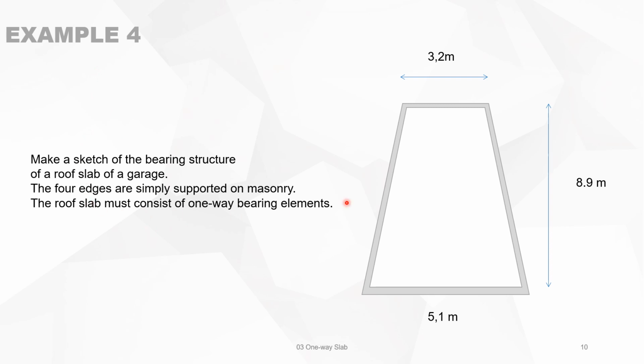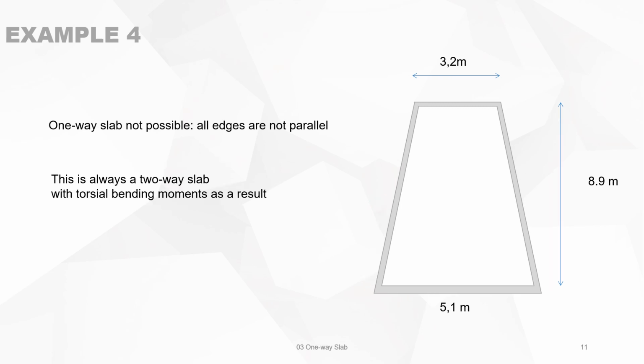A fourth example is a trapezoidal plan view, like this one mentioned here, and the contractor wants to use one-way slabs. Now, this is not possible. Why? Because the sides are not parallel to each other. You can try to put some beams in it, but at the end, you will not succeed in making parallel sides. So this will always be a two-way slab. You cannot solve it with one-way slabs.